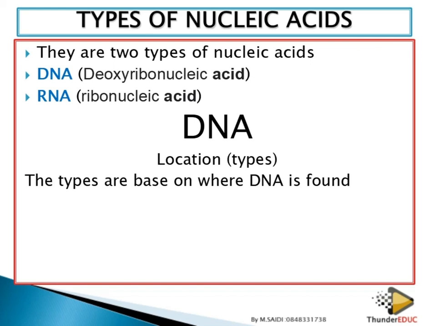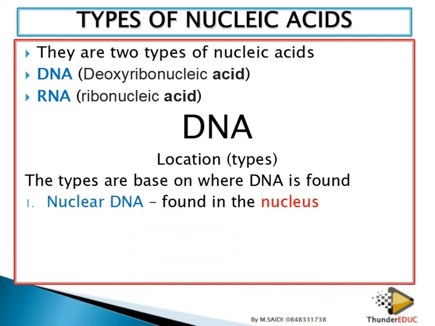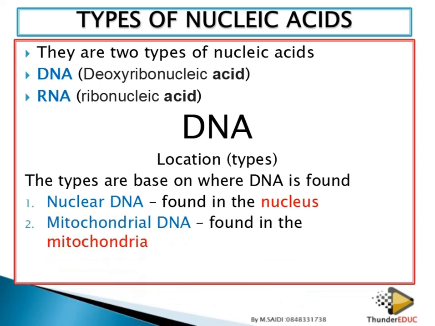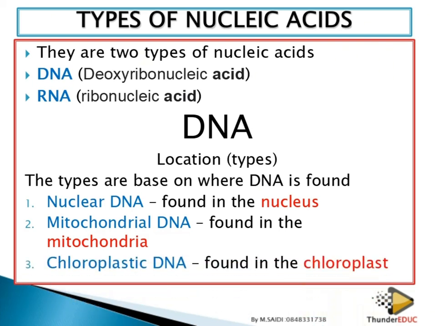The first one, we have nuclear DNA, which is found in the nucleus. The second one, we have mitochondrial DNA, which is found in the mitochondria. The third one, we have chloroplastic DNA, which is found only in the chloroplast.